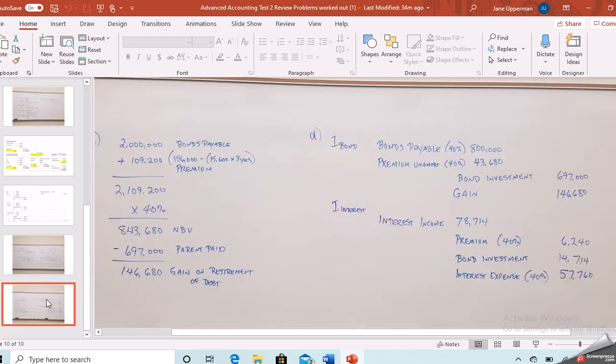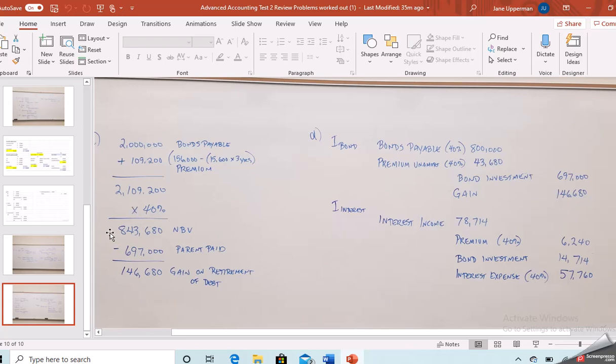Okay, then the next question asks, calculate if they had a gain or a loss on that. So we look at it to say, okay, bonds payable were $2 million. The premium has been amortized over 3 years, so there's $109,200 left, which is unamortized. So that our net book value in total would have been $2,109,200. Only 40% was bought, so we'll take 40% of that.